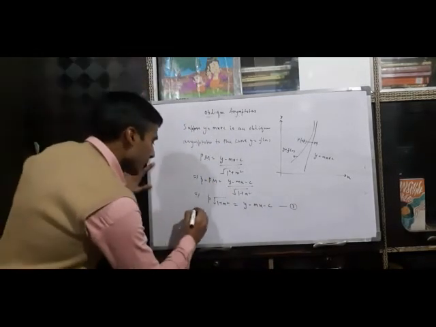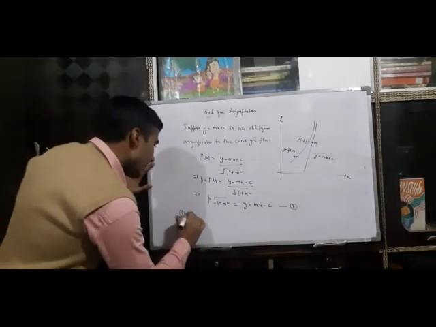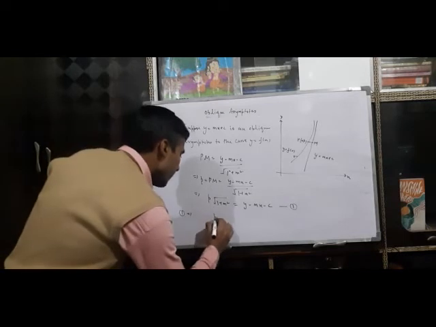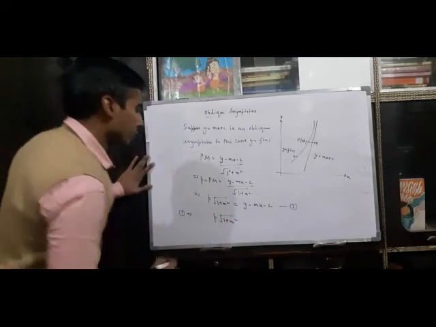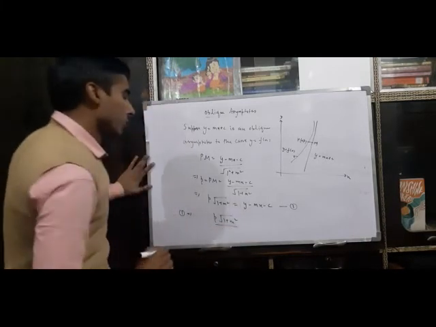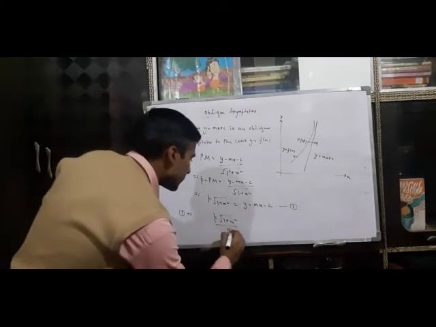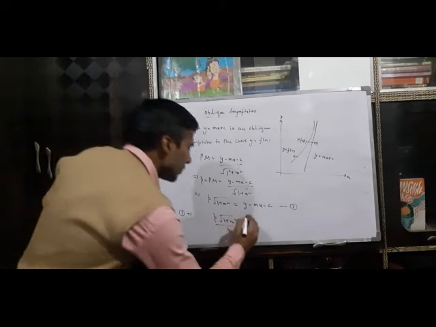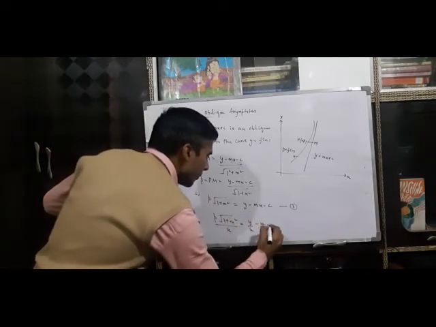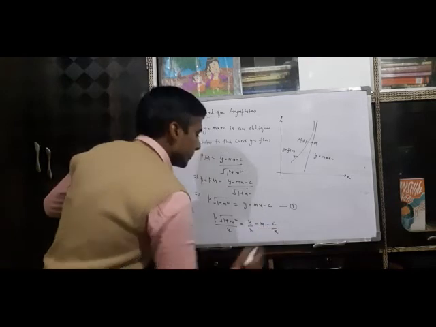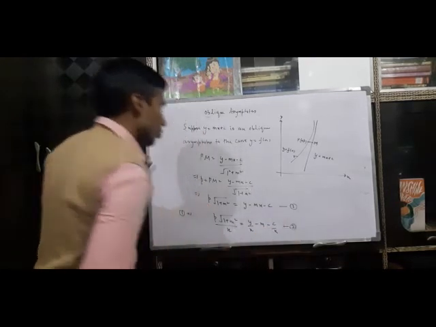Now, equation 1 can be rewritten as p root 1 plus m square upon x, and this is y upon x minus m minus c upon x. This is equation number 2.